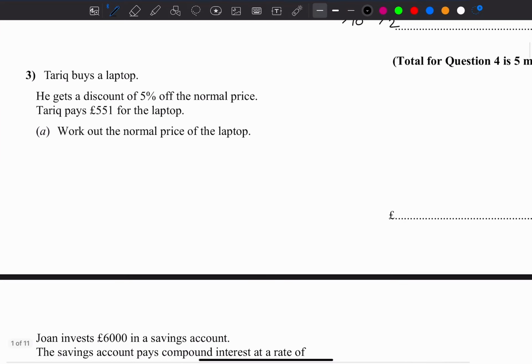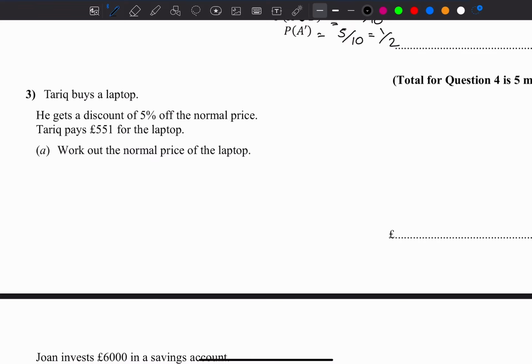Anyways. Okay. Reverse percentage. He gets a discount, 5% off the normal price. He pays £551. So you remember the normal price is 100%. 5% off means take away, remember. So 95% is 551. You want the normal price, which is 100%. So to go to that, you go to 1%, you could do divided by 95, then times it by 100. I don't need the middle work now, I can do it straight away. 551 divided by 95 times 100, which is £580.